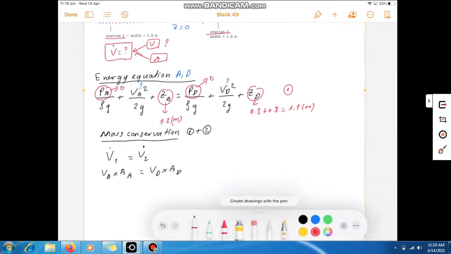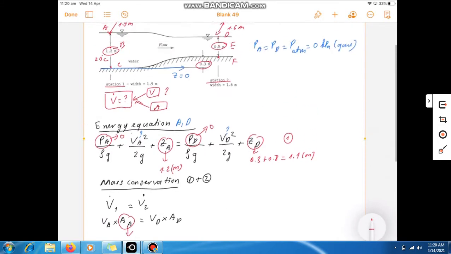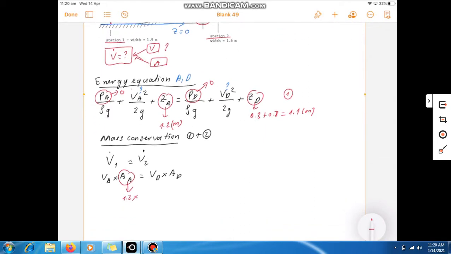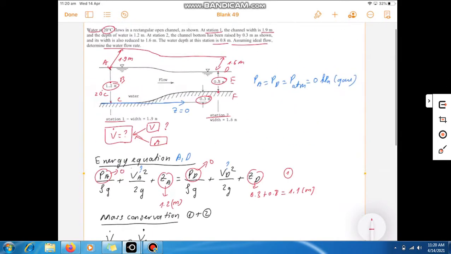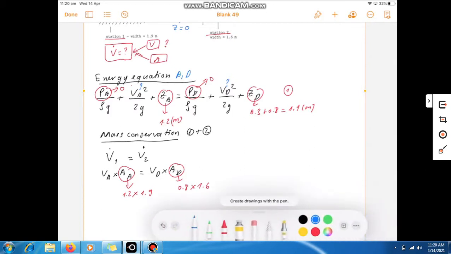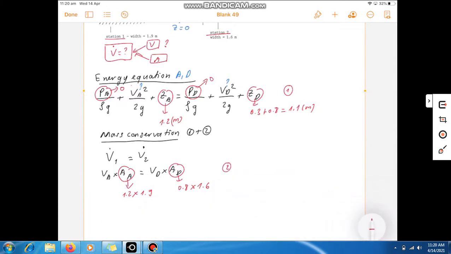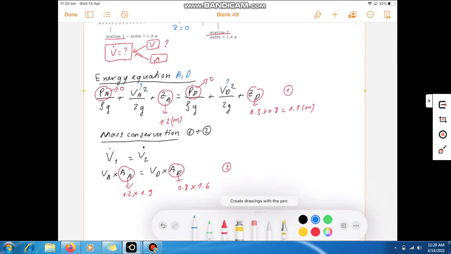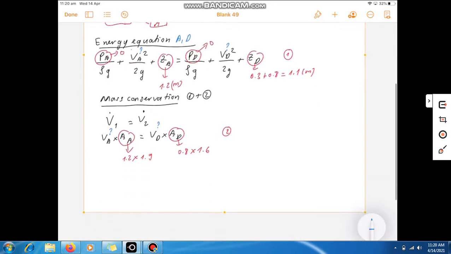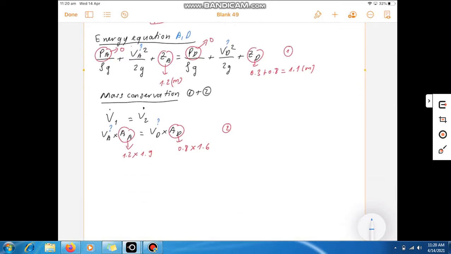With the cross section area, as I said, sections 1 and 2 are rectangles. AA is 1.2 times 1.9. AD will be 0.8 times 1.6. So AA and AD you know. This is equation 2. We have two variables, VA and VD. So now, based on two equations, you can find two variables. For example, now we start with equation 2.